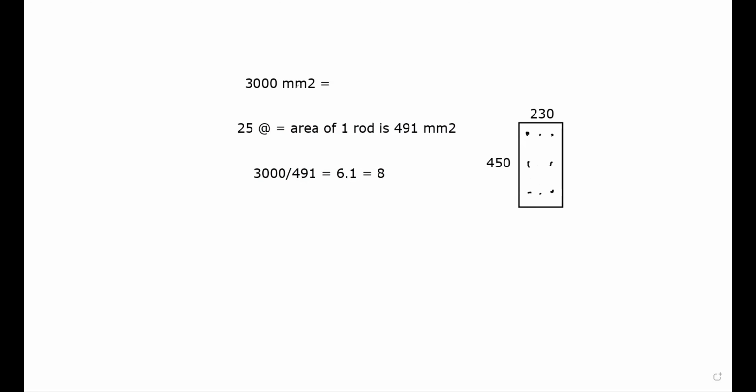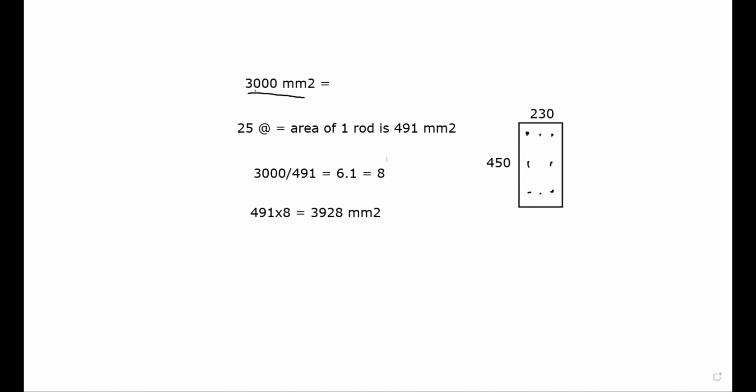So the required is 3000, and you have to recalculate what you are providing. That is 491 into 8. How much are you going to get? 491 into 8 is 3928 mm square. So the required is 3000 and you're providing 3900, so almost 1000 mm square you have increased. Okay. So that's good. Next, what do you have to do?